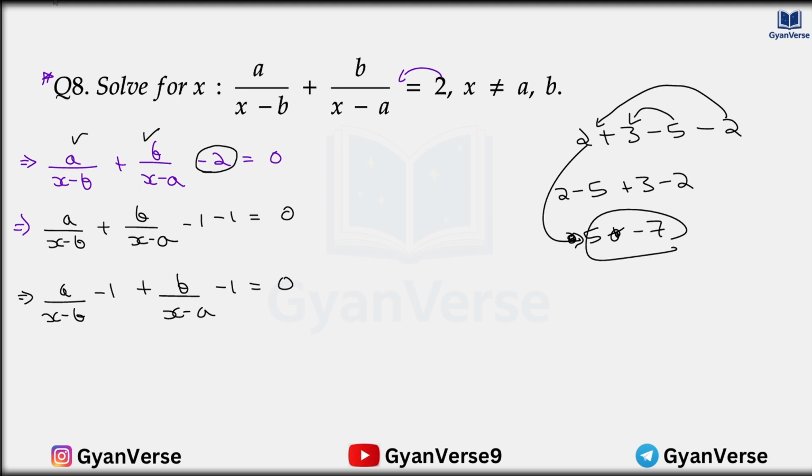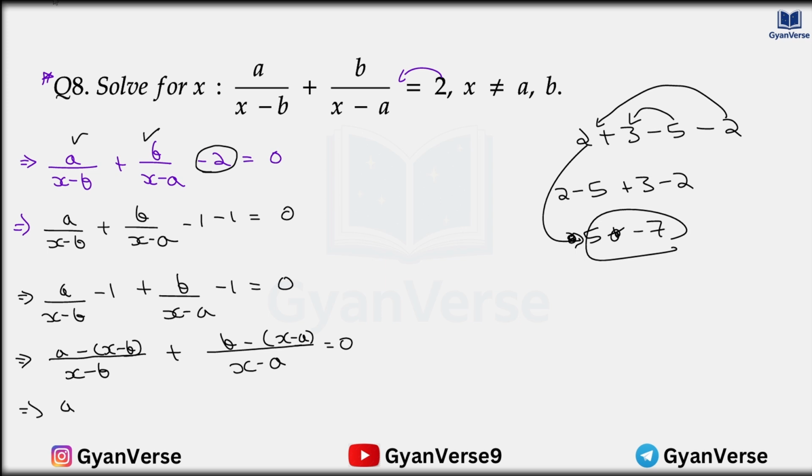So here also I'm doing the same thing. I'm subtracting minus 1 from the first term and this minus 1 from the second term, right? I can do that. It's the same thing. Now here you have to take the LCM. It will become x minus b, we will multiply x minus b minus 1. Repeat the same thing here: x minus a equals 0.